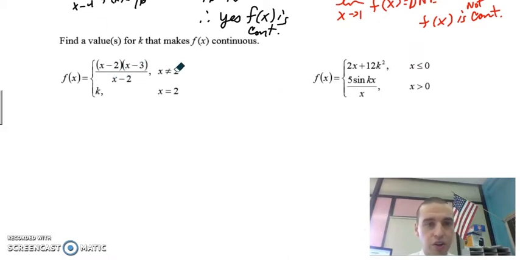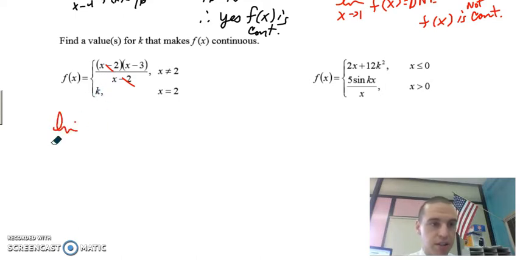Notice here that you know it does not exist at 2. We know that because we can cancel those out. So it's asking you what value of k is it to make it continuous at 2. So basically we have a hole, and you need to figure out where that hole is, the y value, the value of that function at 2, to plug it in and make it a continuous function.